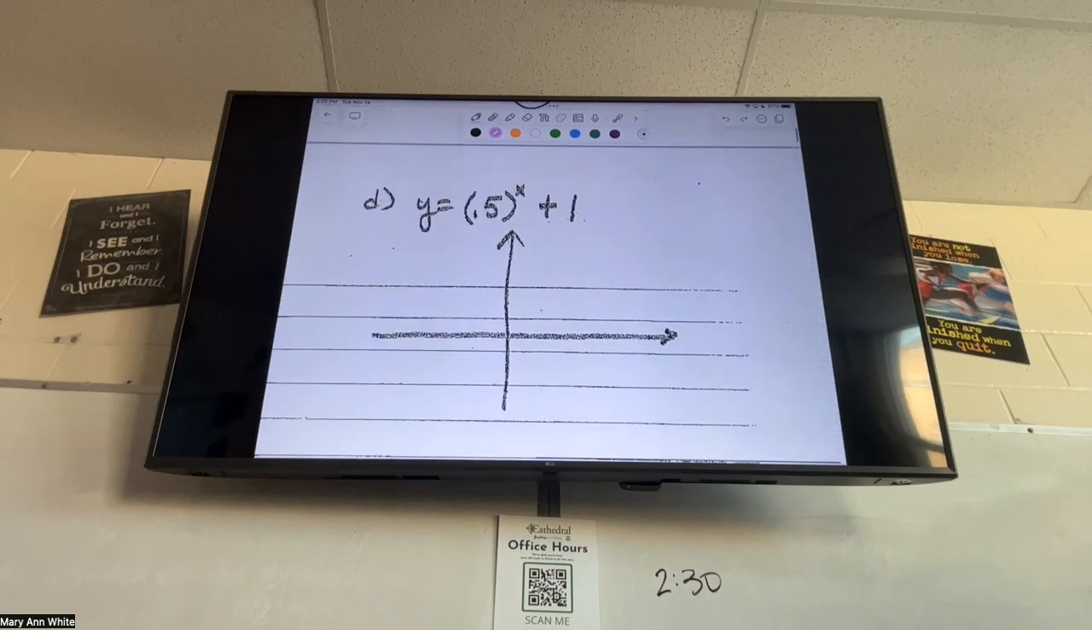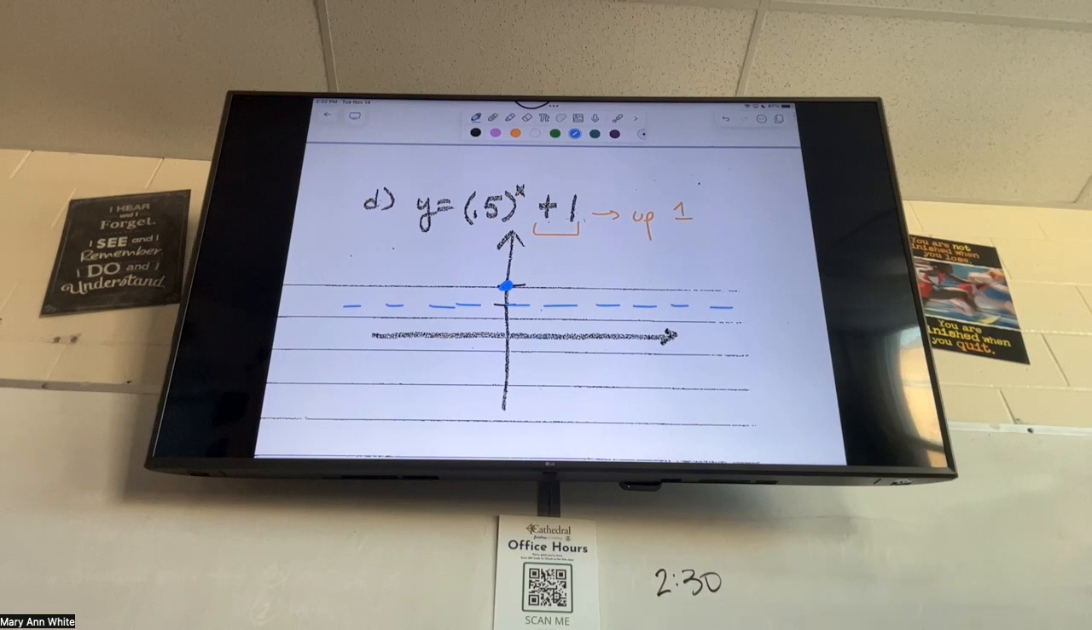Now the last one. This one is 0.5 to the x plus 1. Okay, let's do the easy part first. What does that plus 1 do to my graph? It moves it up 1. Good, so instead of being at 0, 1, it's gonna be at 0, 2. And where's my horizontal asymptote gonna be? Instead of at 0, it's gonna shift up 1 unit, to 1.